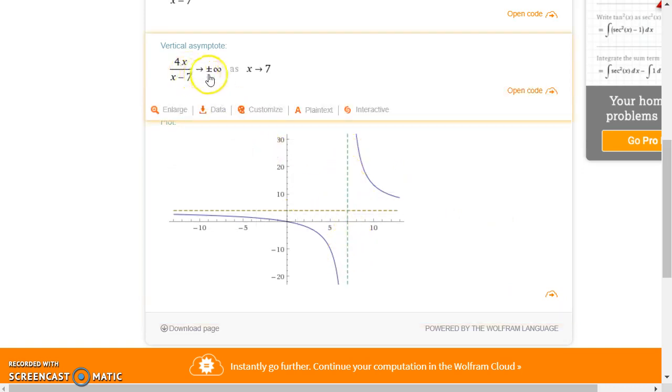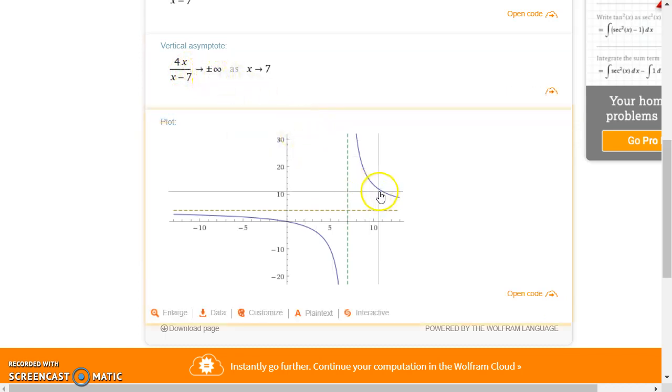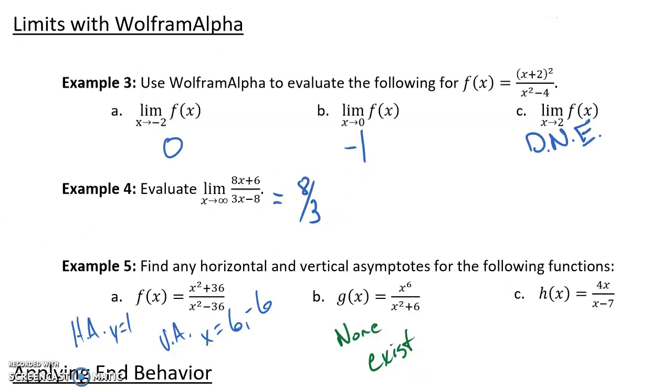But we're told that our function approaches both positive and negative infinity because it approaches positive or negative infinity from those two different directions. So what we have in this last example is a horizontal asymptote at y equals 4 and a vertical asymptote at x equals positive 7. So again, just using WolframAlpha to generate some results that we've already looked at establishing by hand.